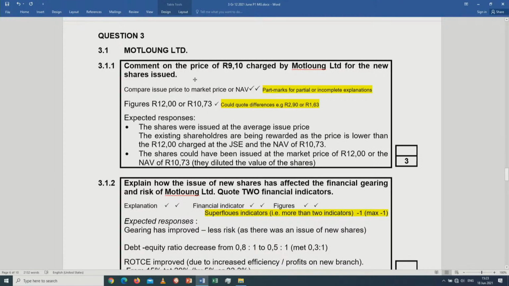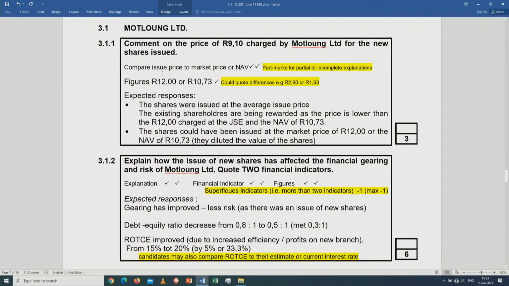Question 3. Motloung Ltd: comment on the price of 910 charged by Motloung Ltd for the new shares. Learners have to compare the issue price of 910 with the NAV, which is the net asset value per share. If they compared the 910 with the net asset value figures of 12 Rand and 10 Rand 70 or 10 Rand 73, then it's 2 marks.